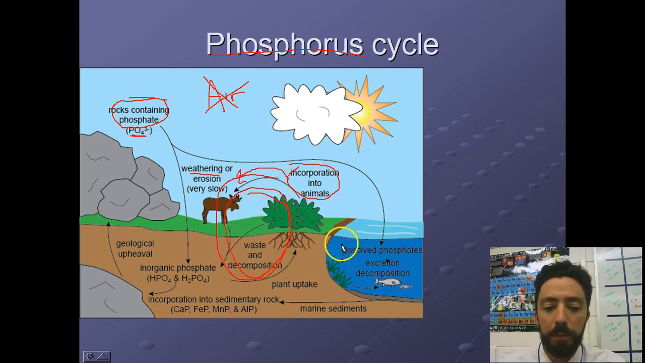falls into some deep, deep hole in the ocean where there's no decomposers to get to it, or it gets buried deep underground again where there's no decomposers to get to it, and then it sediments out and becomes another sedimentary rock, and we won't see it again for another million years.